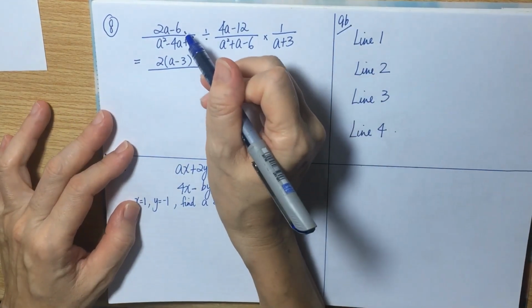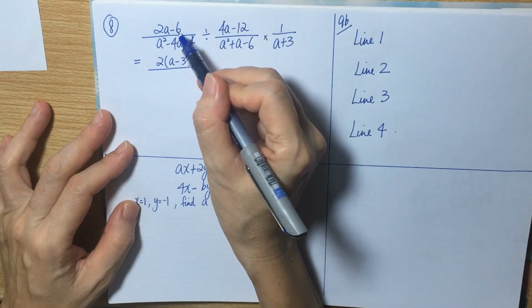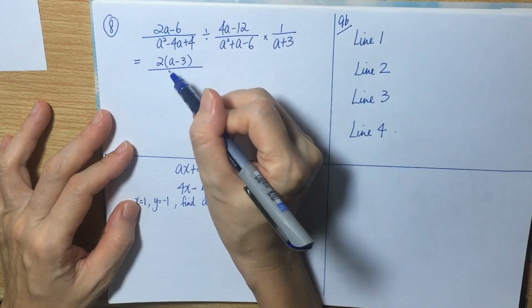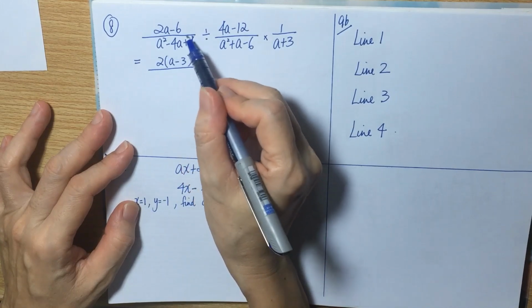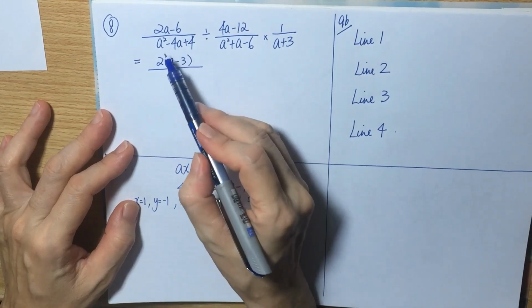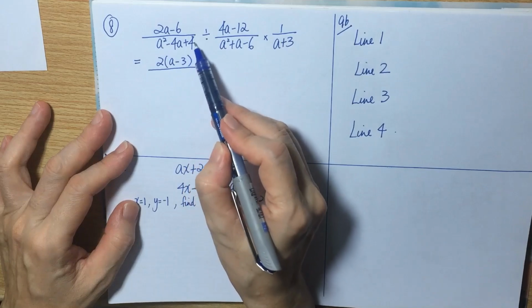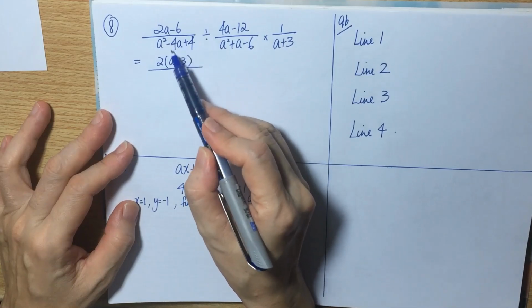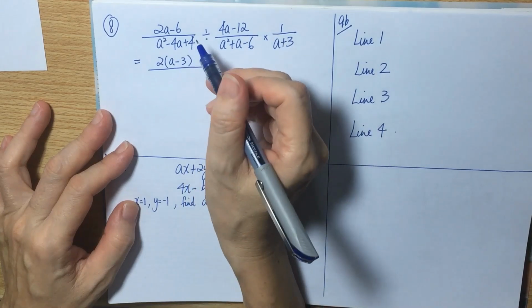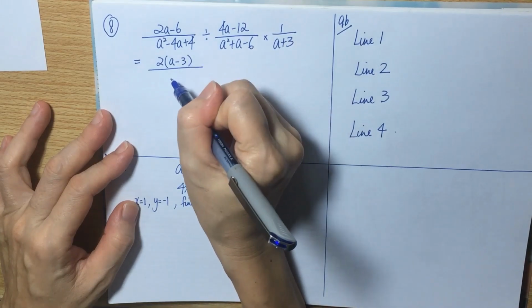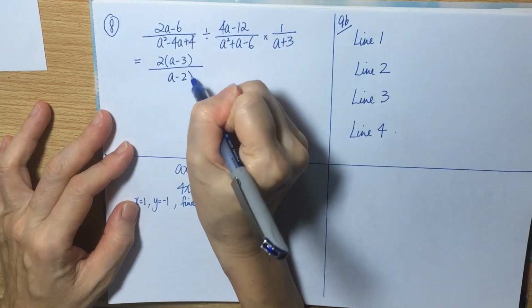Okay, so we first factorize the numerator. 2 is a common factor, take 2 out. So we have 2 times (a minus 3). And this denominator is a perfect square. Can you see this is a squared? This is 2 squared. And this middle term is 2 times a times 2, which is negative 4. Right, so we are going to have (a minus 2) squared.